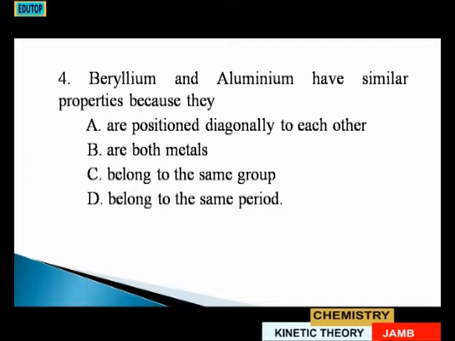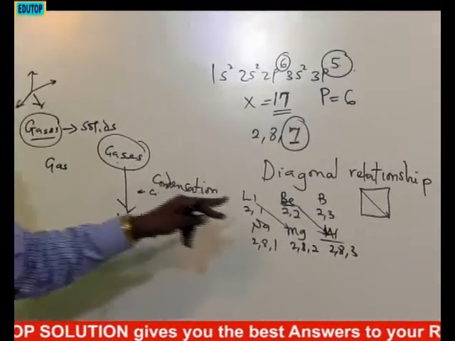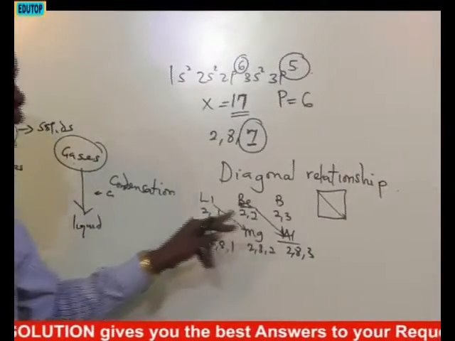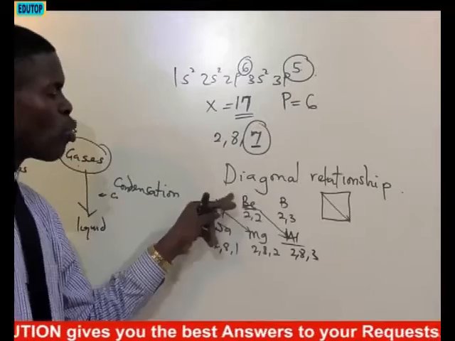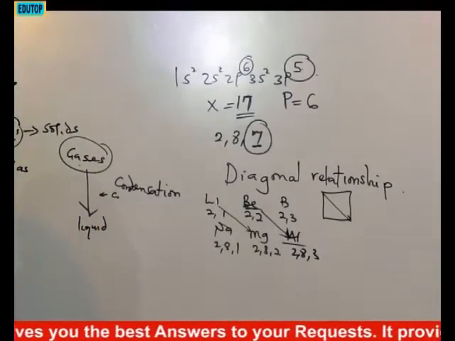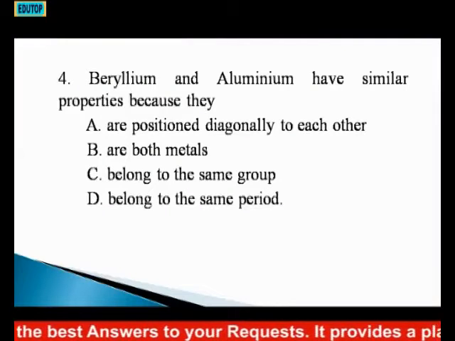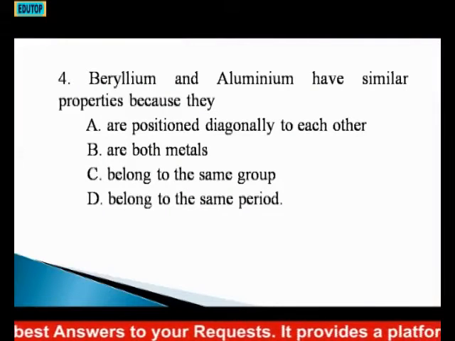Because I defined a diagonal relationship the other time by saying that it is a phenomenon whereby elements in different groups exhibit similar properties or characteristics. So option A is the answer to question 4. Then let's talk about question 5.